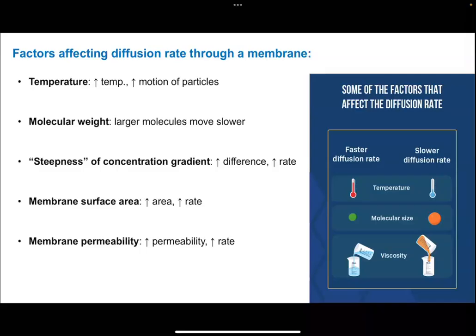Membrane permeability. This is also kind of logical. The more permeable a membrane is to a certain molecule, then the faster it's going to move across. If you have one channel or one lane open at the grocery store, it takes a long time for people to get checked out. If you have 5 lanes open at the grocery store, that increases the rate at which they get through the checkout. So similarly with molecules, the more lanes you have open, the more quickly they're going to diffuse.